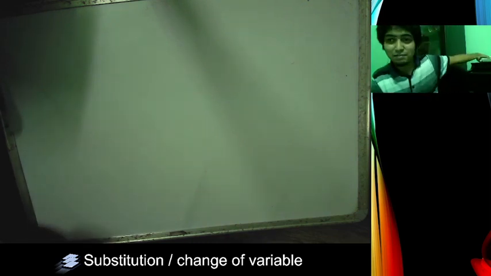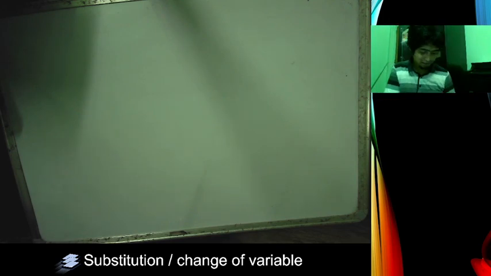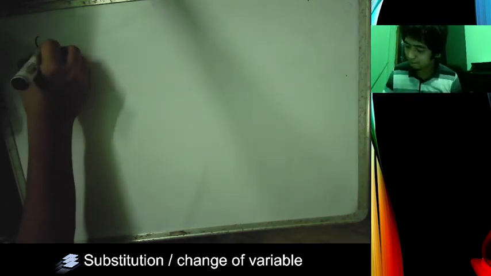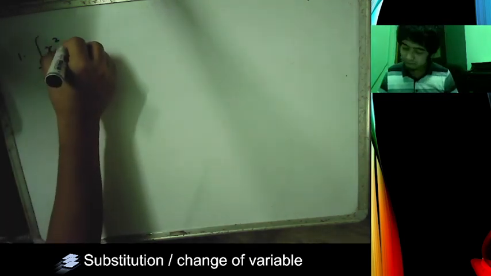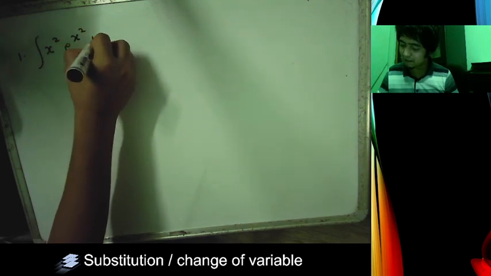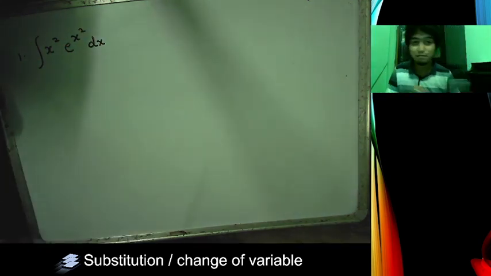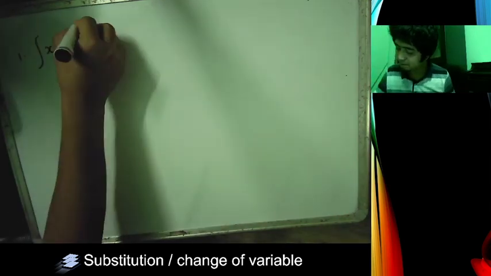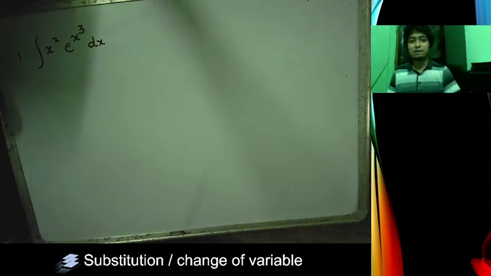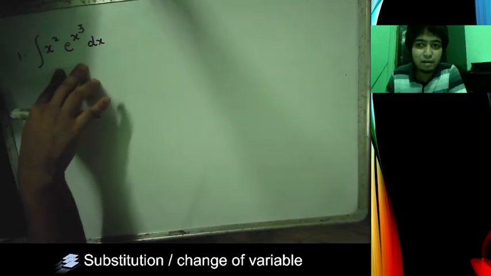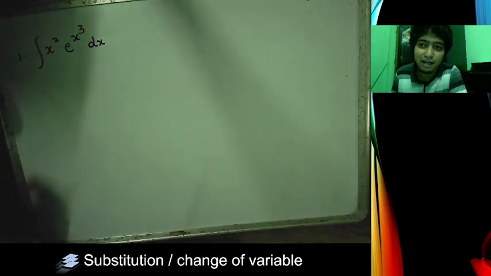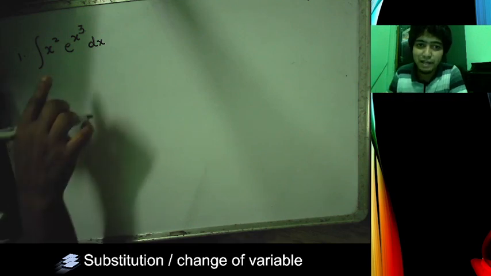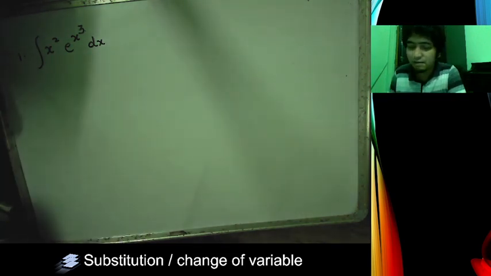I will use this book. Suppose, this is the first example on substitution: e power x cubed dx. This integral is looking very complicated. It no longer falls into the basic formulae that we had seen. But what we will do, we will substitute some terms to make it look a bit easier.